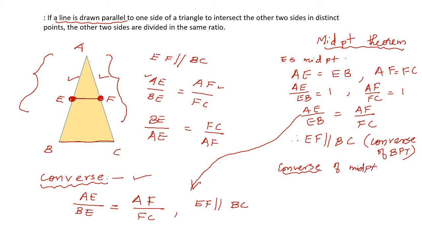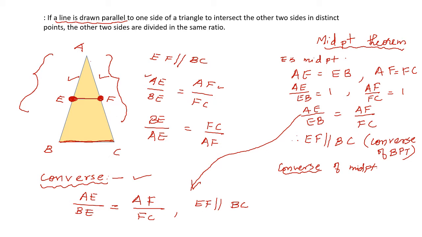Converse of midpoint says that a line joining the midpoint of one side of a triangle and parallel to the third side will bisect the other side. That means F will be the midpoint. If E is the midpoint and a line is drawn parallel to BC through E, then that line will bisect AC. That means F will be the midpoint.